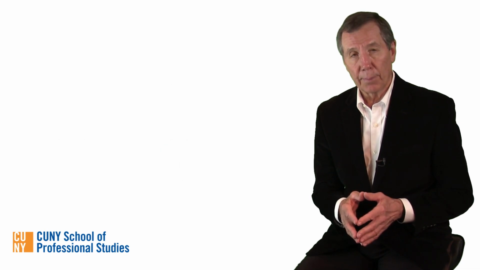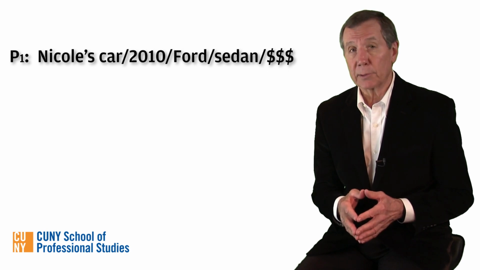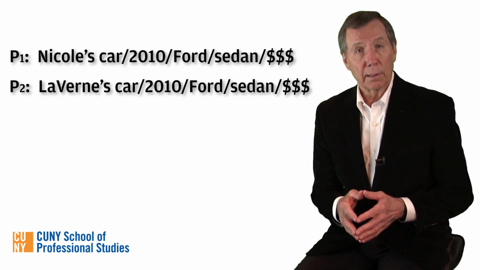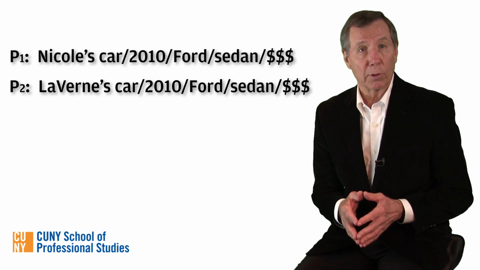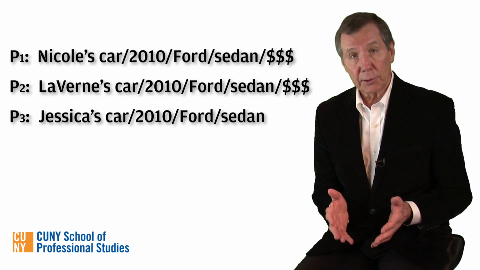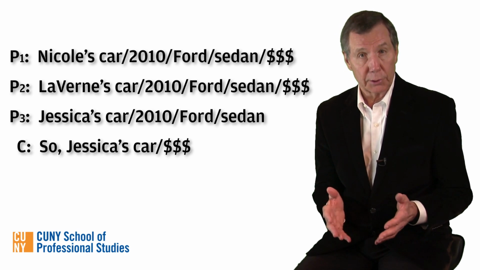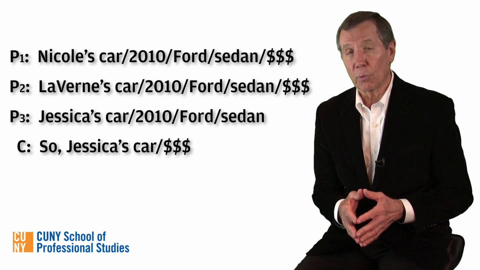And here's an example. Premise 1, Nicole's car, a 2010 Ford sedan, is expensive to run. Premise 2, Laverne's car is a 2010 Ford sedan, and it's expensive to run. Premise 3, Jessica's car is a 2010 Ford sedan. Conclusion, so Jessica's car will be expensive to run.